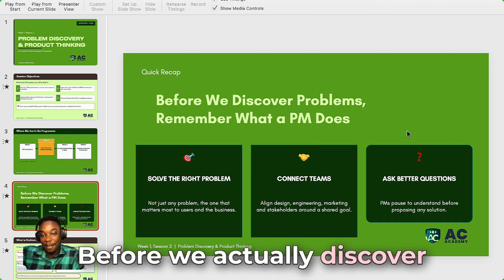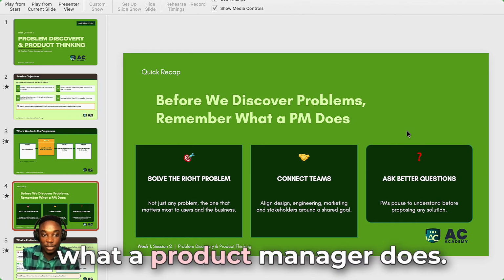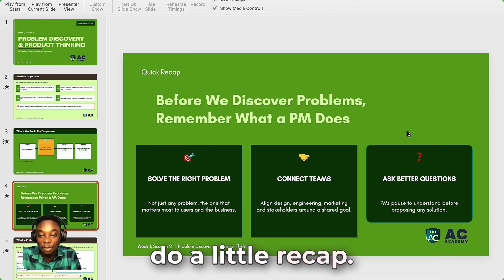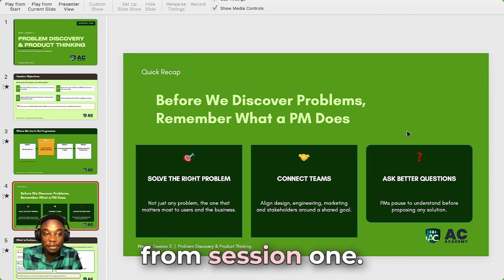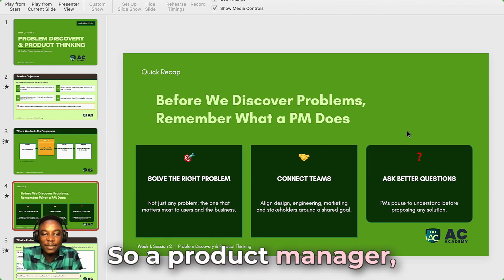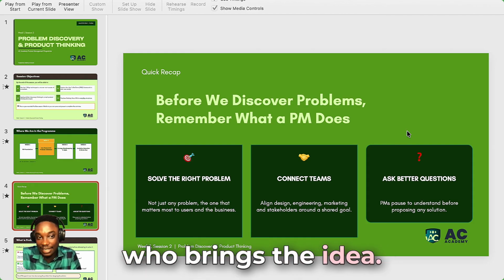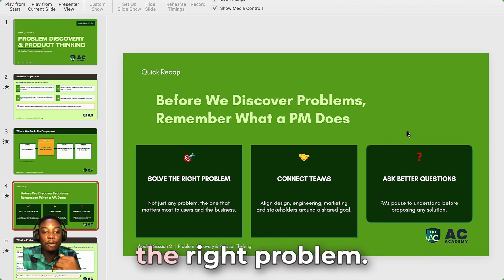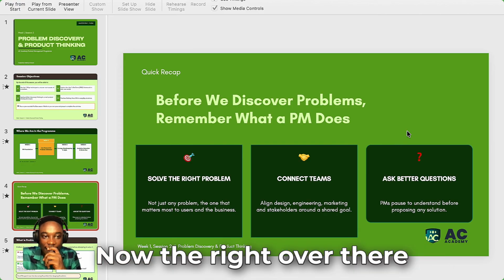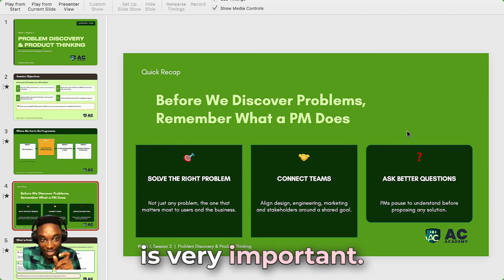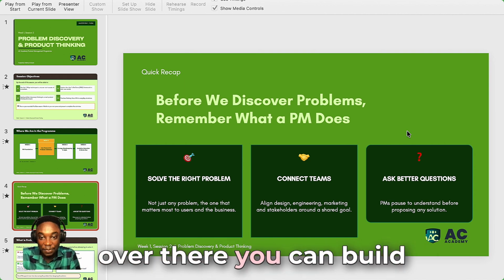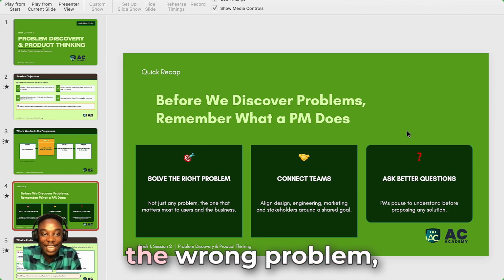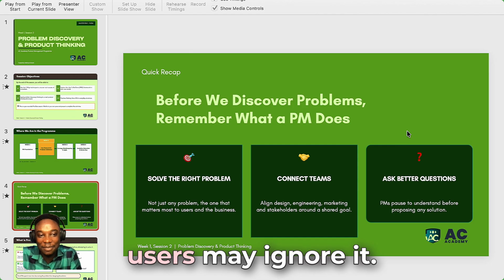Before we actually discover problems, we should remember what a product manager does. So let's just do a little recap of something important from session one. A product manager is not just the person who brings the idea. Remember that a product manager helps the team solve the right problem. Now, the right over there is very important. You can build a very beautiful feature, but if it solves the wrong problem, users may ignore it.